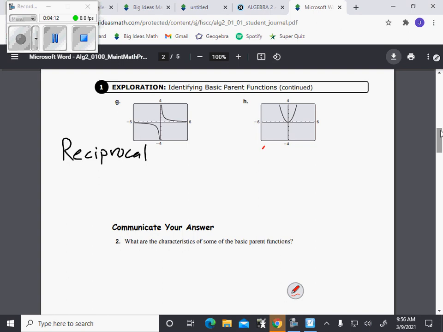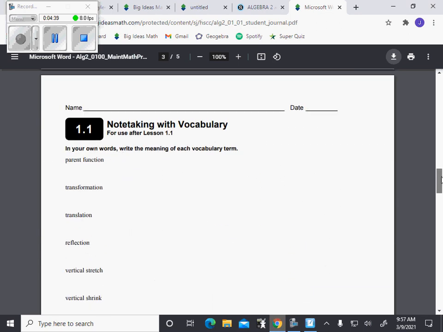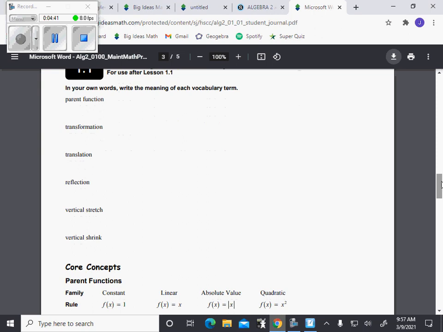And this one, H, is our quadratic. We will talk about this one a ton. Our quadratic graph looks like y equals x squared. And this is called a parabola. This U here, we call that a parabola. We'll get into that later. I'm going to skip these and go down to some definitions here.